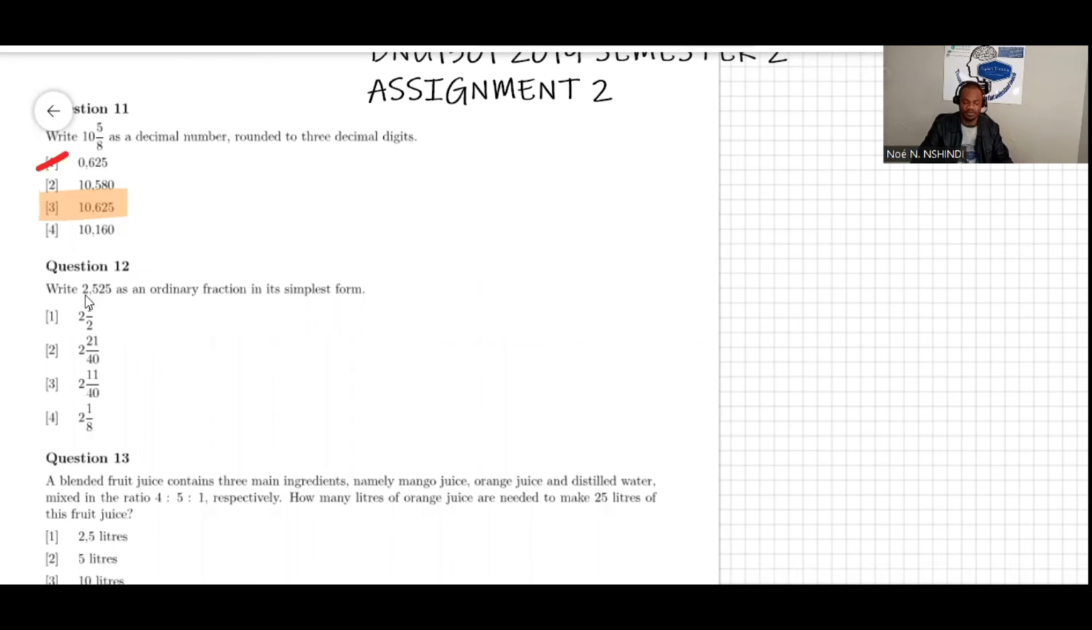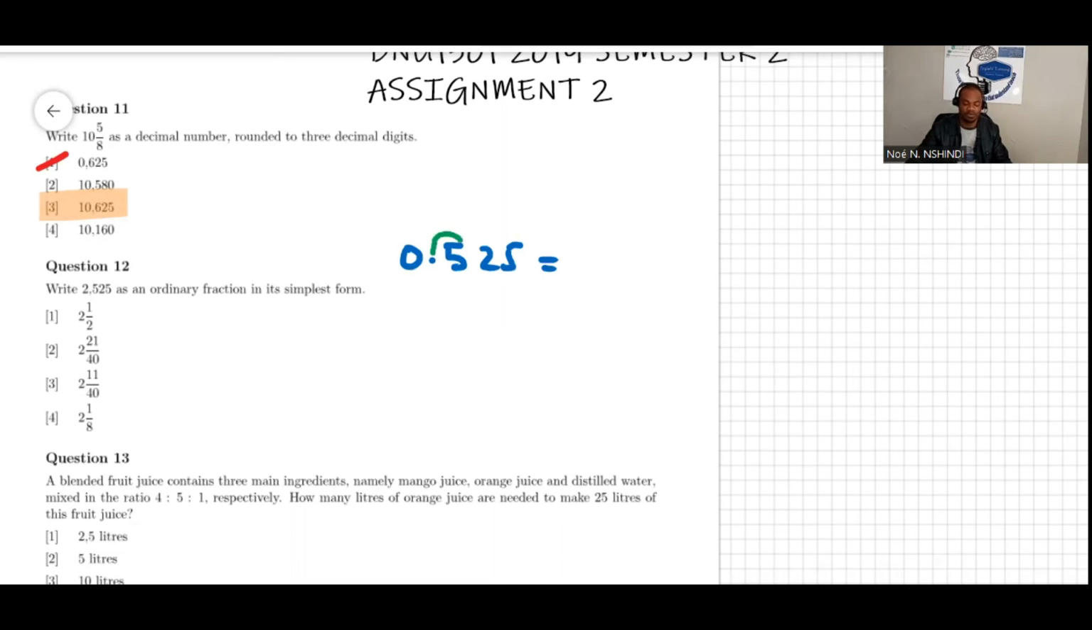Okay, we're going to cover these two here because this is the integer part. We can see that's part of the mixed number. A mixed number has integers and fractions. So 2 is the integer part of the mixed number. I would consider only the decimal part. The decimal part here will be 0.525.